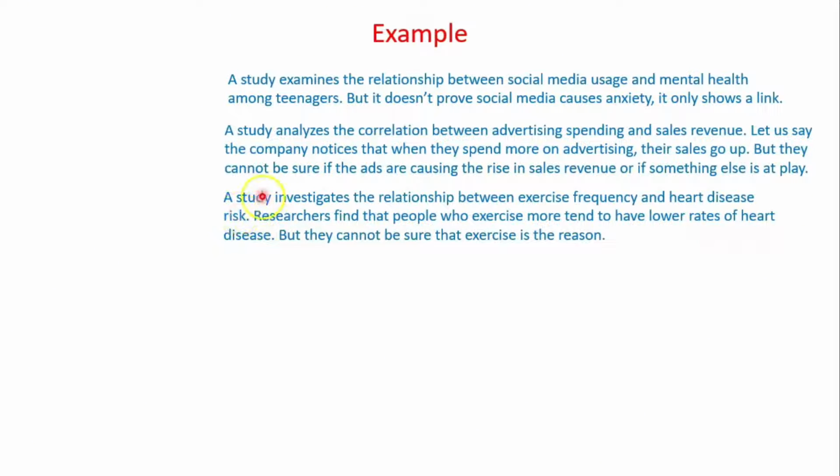Another example is a study that investigates the relationship between exercise frequency and heart disease risk. Researchers find that people who exercise more tend to have lower rates of heart disease, but they cannot be sure that exercise is the reason. We can only identify a link between how often you exercise and the risk of heart disease. But we cannot say exercise is the cause. You get it? So let's look at the next approach, which is experimental research.